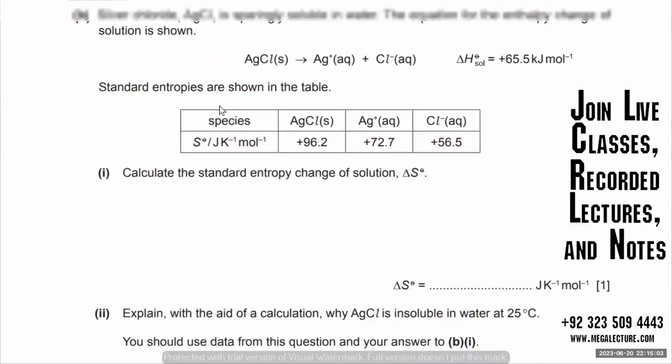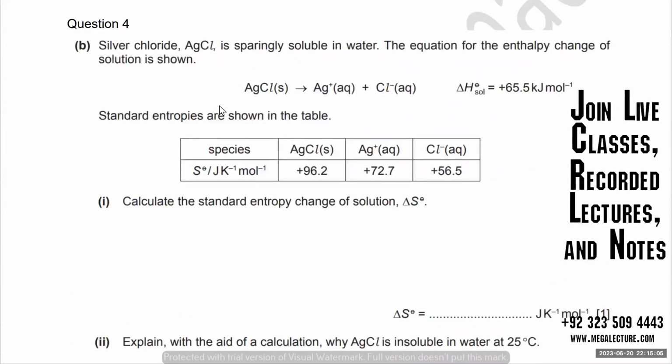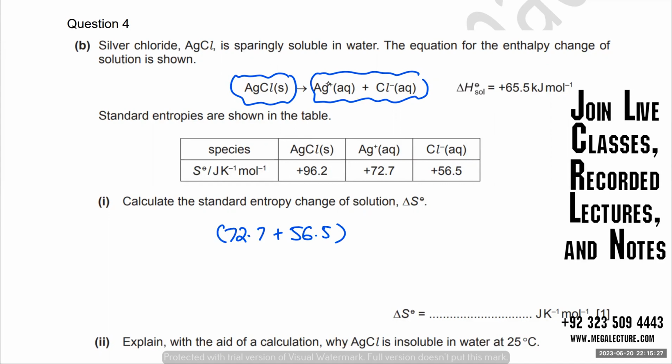So for example, this one. The entropies of your products are already given. The entropies of your reactants are also given. So you just have to take a difference. So what are your product entropies? Silver ions, that's 72.7. Cl ions, that's 56.5. And minus my reactant, which is AgCl, that's 96.2. Okay, what is the difference that I'm getting?